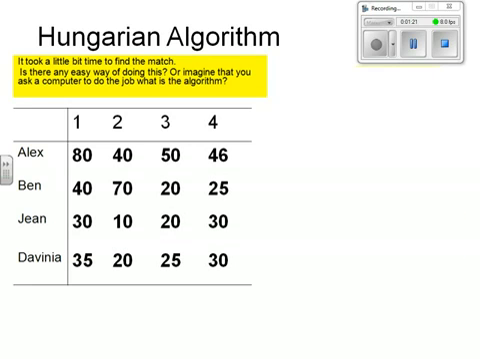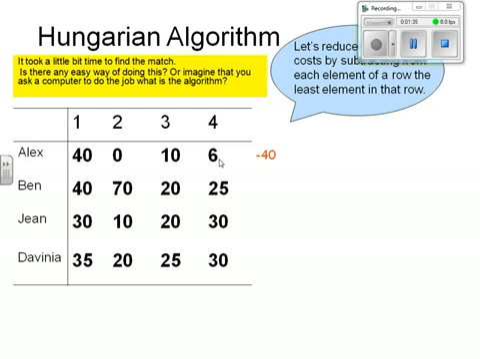One way of thinking about it is to have a look at Alex here and say, well, no matter what job we give him, we've definitely got to give him £40, or it's definitely going to cost us 40. And so if we reduce each of these numbers here by 40, then we could say job 2 would cost us no more than 40. Job 1 would cost us 40 more than 40. And that's reduced the numbers in that row and made them simpler to deal with.